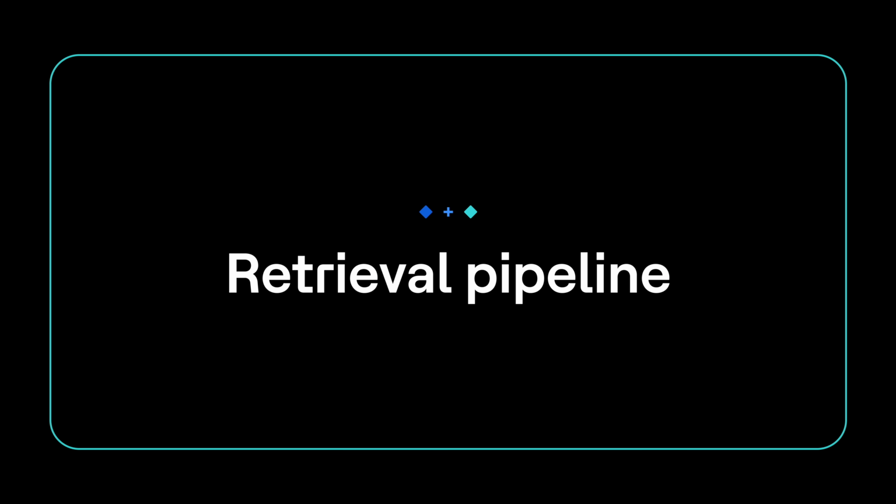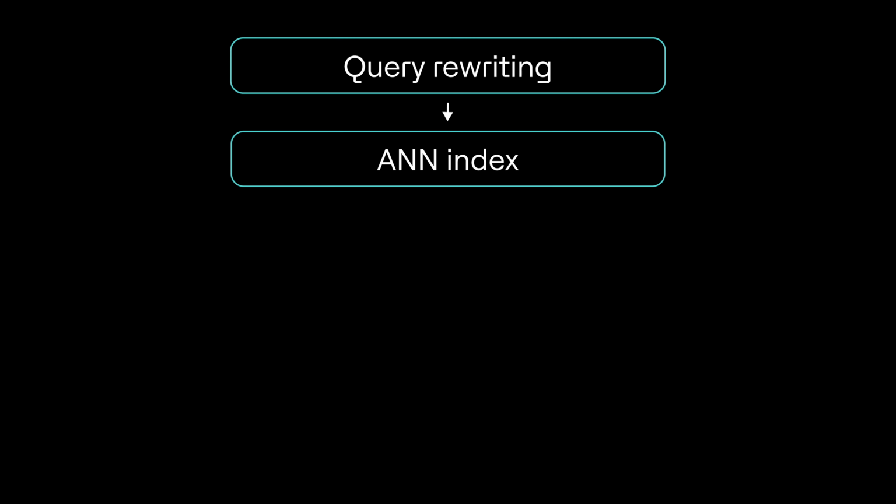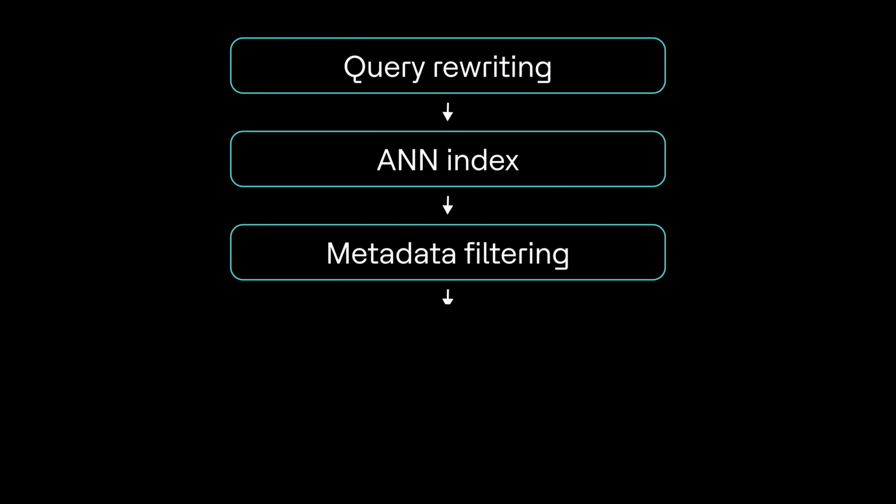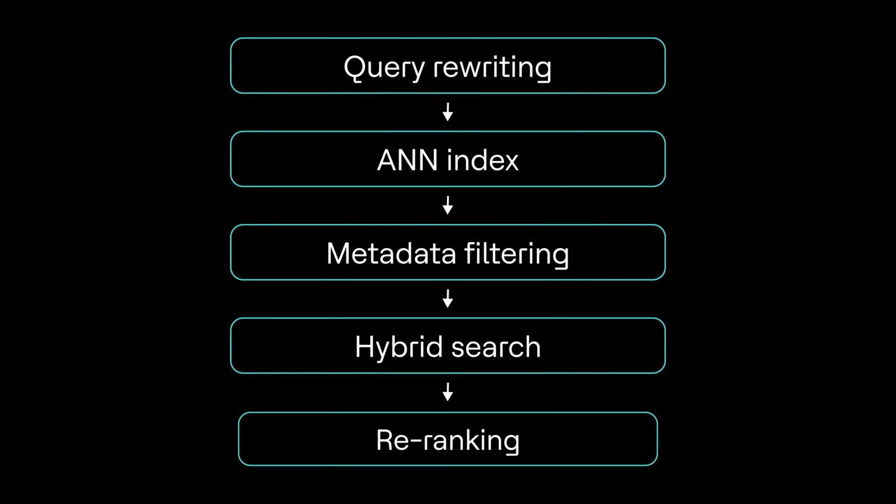With clean data and coherent chunks, you've got the basics right. Now let's look at what the retrieval pipeline actually looks like. The most common steps you'll see in a production retrieval pipeline are query rewriting, an index, metadata filtering, hybrid search, and re-ranking. Together, they address the failure modes that pure vector search can't handle on its own.